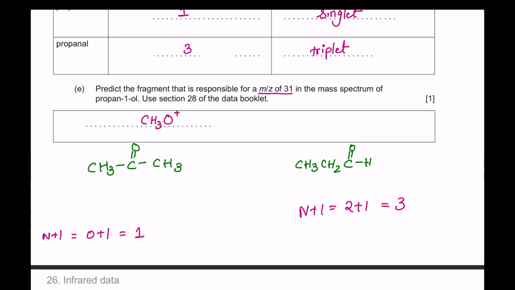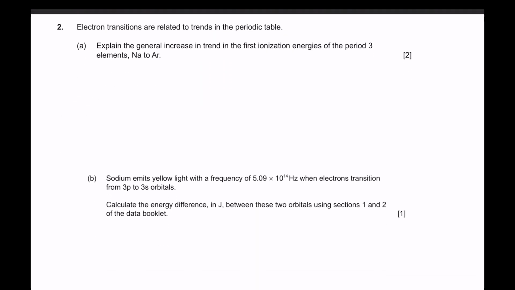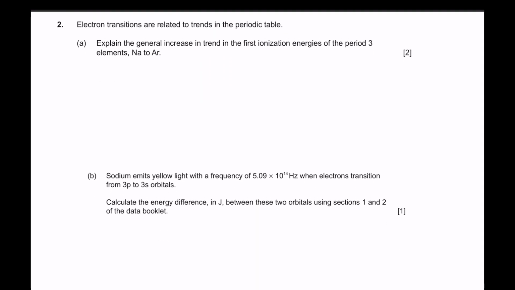And with this we are done with question 1, so let's move on to question 2 now. Here it says electronic transitions are related to trends in the periodic table. Part A: explain the general increase in the trend in the first ionization energies of period 3 elements from sodium to argon. So how to answer this?